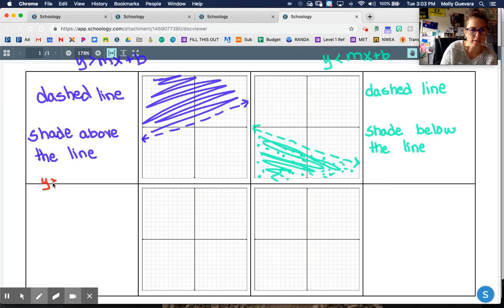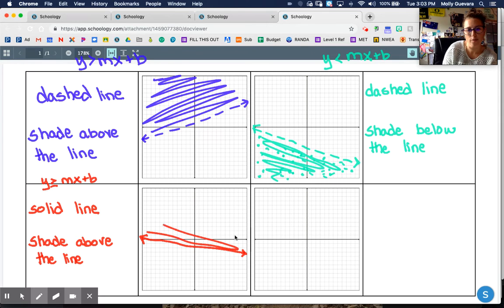On the bottom right, again, you don't have to write this, but this is what the front looked like. Now I can equal the line. I'm allowed to equal the line. So let's say my line's doing something like that. Now it's going to be a solid line because I'm allowed to equal the line. I can have points on the line, and that's okay. All right? And then I want all y values that are bigger than the line. So again, we're going to shade above. So shade above the line.